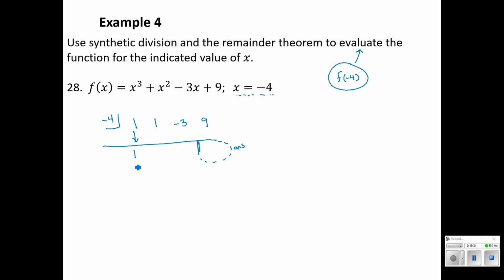So let's run through the pattern, drop down that first coefficient, multiply by what's in the box, add down the column, multiply by what's in the box, add down that column, multiply by what's in the box, add down that column. So the answer should be negative 27.